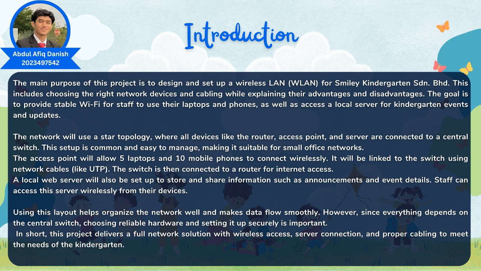We place the access point in the center so it can give strong Wi-Fi signal across the whole room. It connects to the switch using standard network cables, and from there, the switch is linked to the router for internet access. We also added a web server that holds internal content like announcements. All staff devices can access that wirelessly by default. Overall, this setup gives the kindergarten a stable, flexible, and easy to maintain network. As long as the main switch is working fine, everything else should run smoothly.